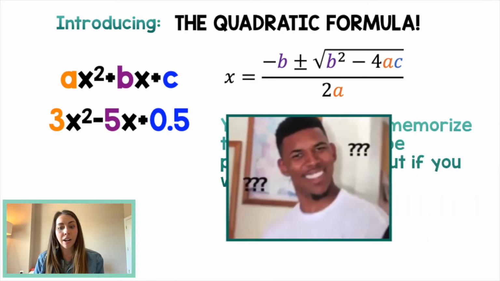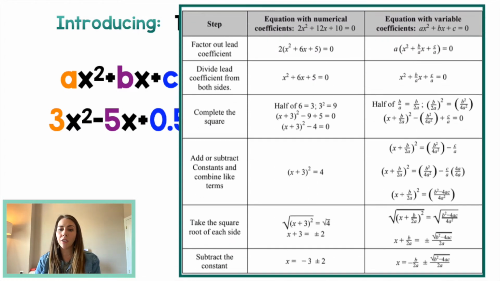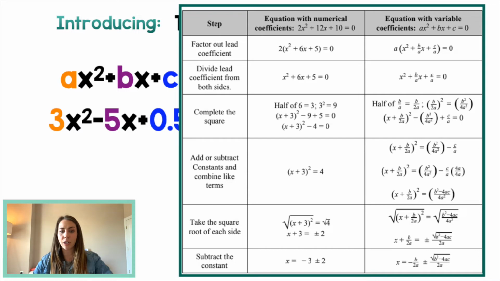You also might be wondering, what is this formula? Where does it come from? What's happening? However, it is actually related to completing the square. So if you take a look at this, on the left-hand side, we have an equation with numerical coefficients 2, 12, and 10. We can show that if we complete the square on the left-hand side, using variables a, b, and c to stand in for 2, 12, and 10, what you do when you complete the square is really the quadratic formula. It's completing the square on any standard form equation.